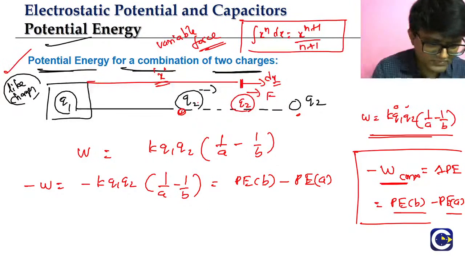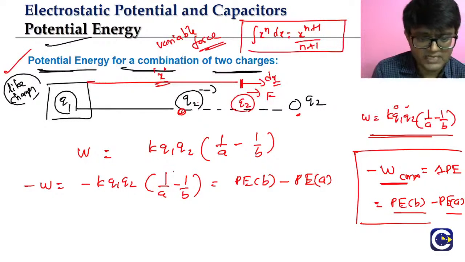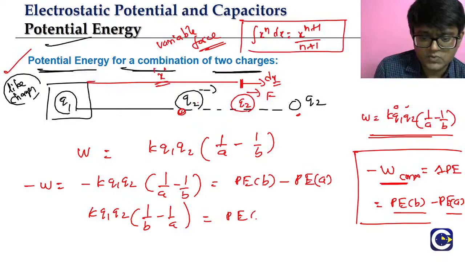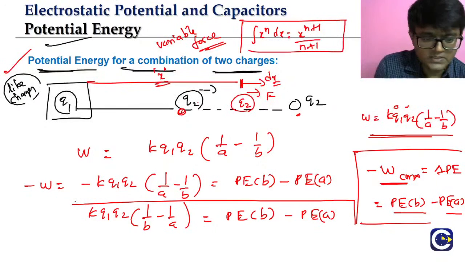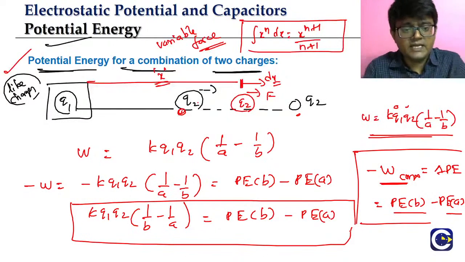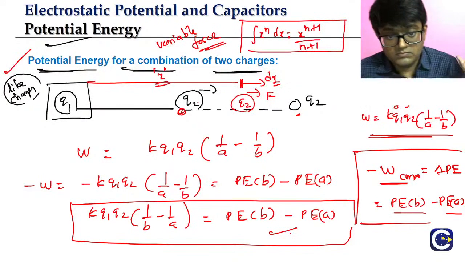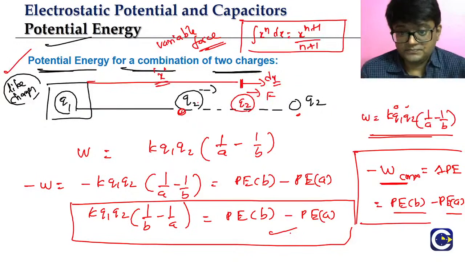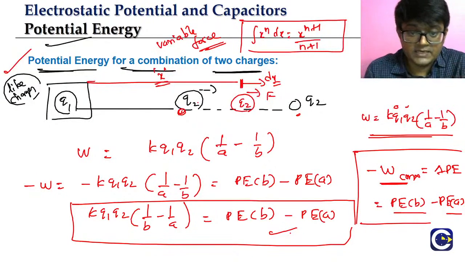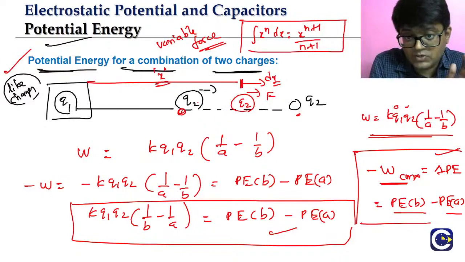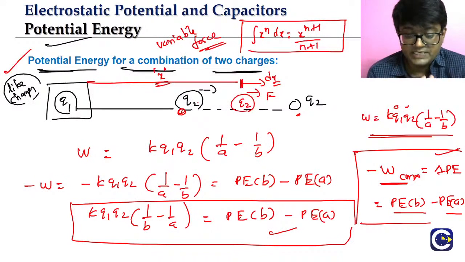Okay, from here you can simplify. If we take the minus inside, what is it going to be? K q1 q2 into 1 by b minus 1 by a will come. This is what? Potential energy at b minus potential energy at a. So normally, we are going to get only the potential energy difference value. We won't get the absolute potential energy value, for any conservative force, right? From that definition of potential energy, we are going to get only the difference in potential energy, not the absolute value of the potential energy.